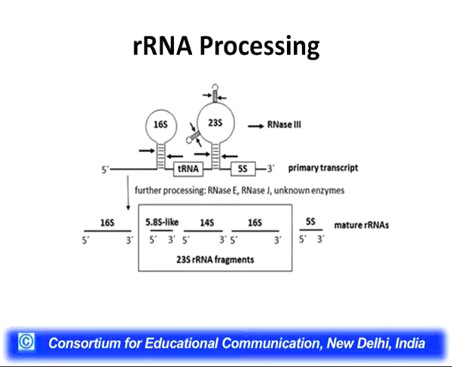This stem loop structure is recognized by RNase 3, and it makes specific cuts in this particular molecule, generating individual rRNA molecules, which are further processed by exonucleolytic degradation from one of the ends, and it leads to formation of mature rRNA.